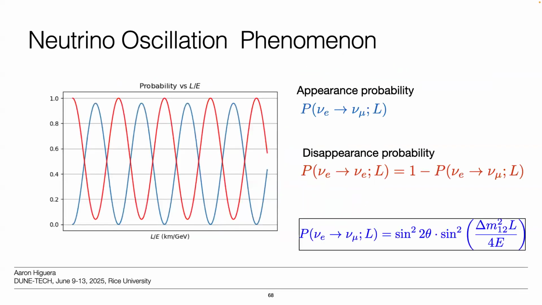And this is what is called the appearance probability. So you have something and it appears as something else. And you can also search for the disappearance probability. You have something and it starts disappearing and you don't see anything. And basically it's just 1 minus the appearance probability. And this is governed by just the mixing angle, the oscillation angle, and this. This is called the oscillation length. And basically this is going to tell you the period, how often you will see this oscillation, right? The maximum.